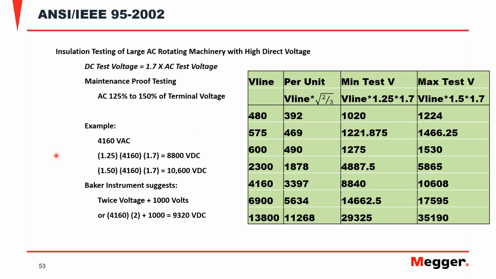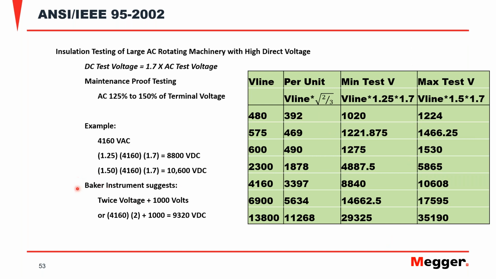Now, which voltages are you supposed to use? For DC, they tell you to use 1.7 times your AC test voltage, and that gives rise to tables out there that are, I should say, hard to follow. The minimum and maximum test voltages here, for example, the maximum test voltage should be 1.5 times 1.7. That's for new machines. And when the machine has been in service, then you're supposed to use a lower voltage. You're supposed to test somewhere between these points.